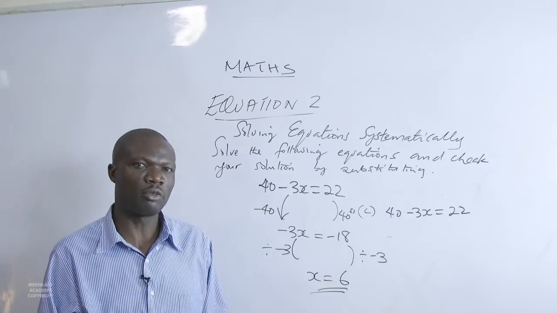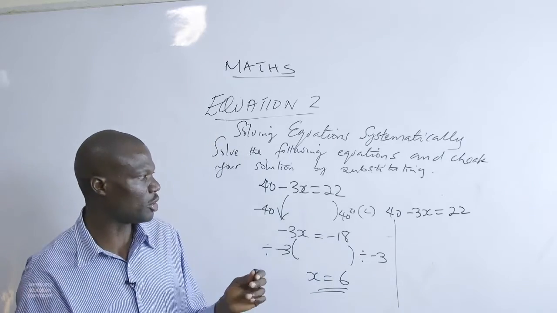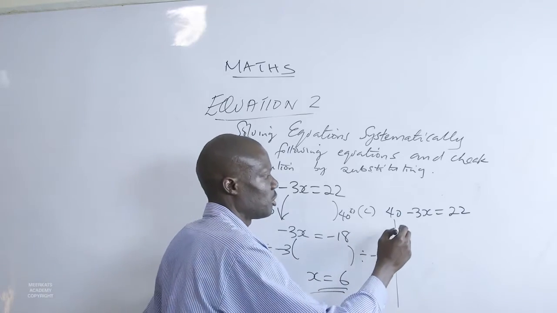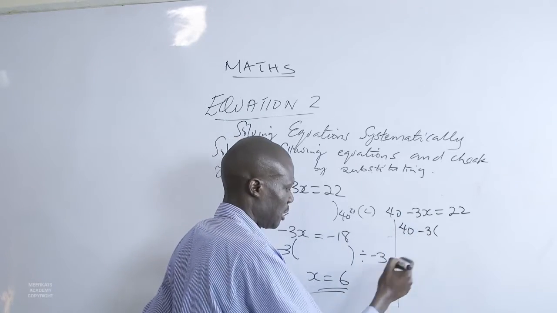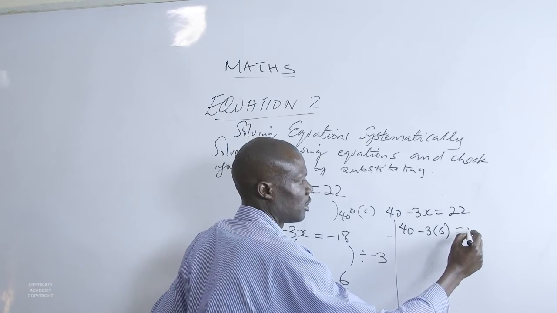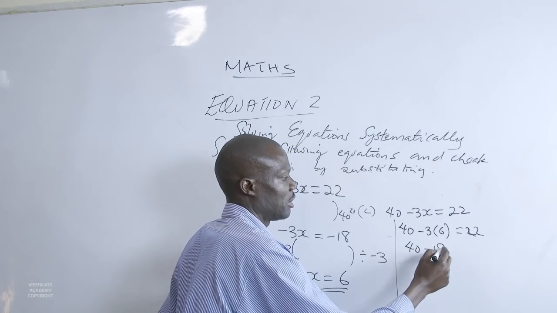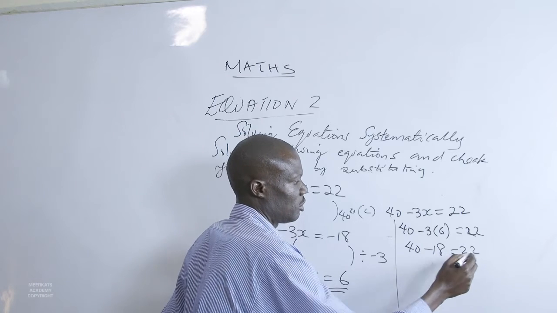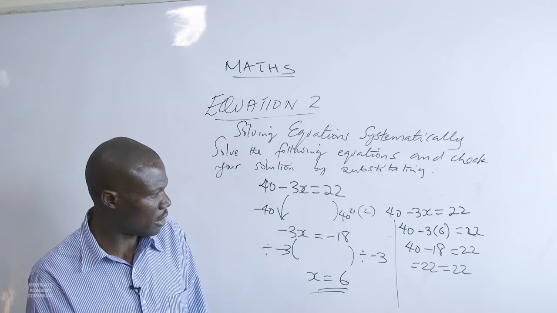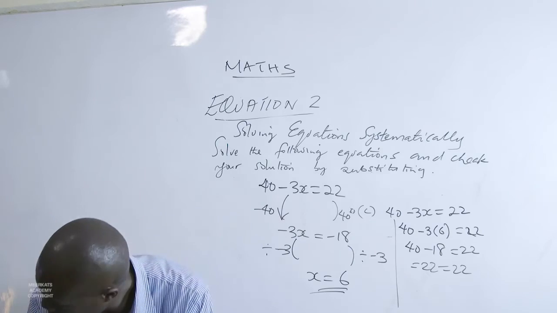Let us confirm if it is going to give us the right substitution. 40 minus 3x equals 22. If we substitute, it is 40 minus 3 times x, and x is 6, is equal to 22. This gives us 40 minus 18 is equal to 22, which is true, that 22 is equal to 22.